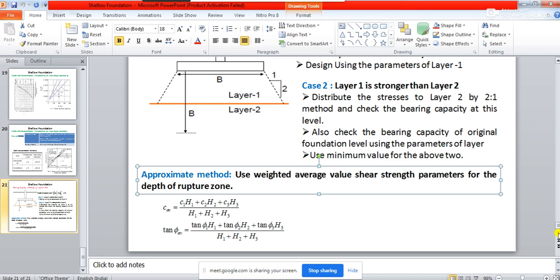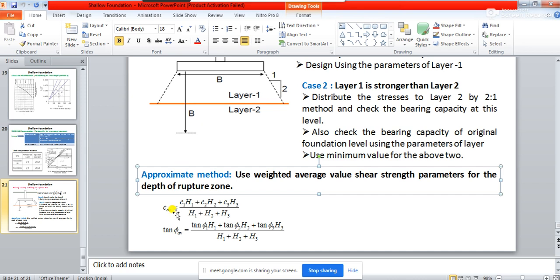The approximate method uses the weighted average value for shear strength parameters. So what does it mean? See, if layer 1 has the shear strength parameters C1 and phi 1, and layer 2 has C2 and phi 2, forget about the stronger layer and weaker layer. What you can do is just take a weighted average of the values of the layers.